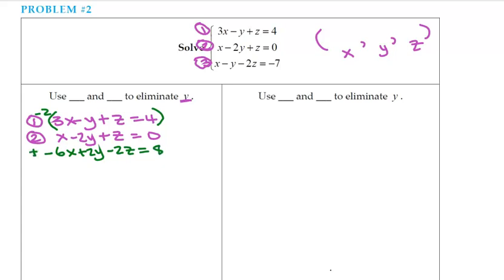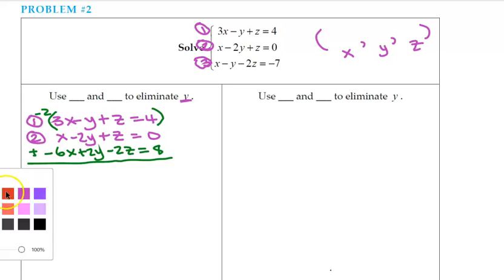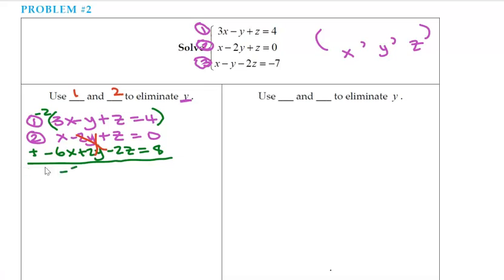And now I'm going to add these together, and we can see right off that the y's are eliminated. And I was trying to make that happen. So I used equation 1 and equation 2 to eliminate y. And then we'll add it together to see what we have remaining. So when I add these together, I get negative 5x. Add the z's together, I get negative z, and then equals 8.